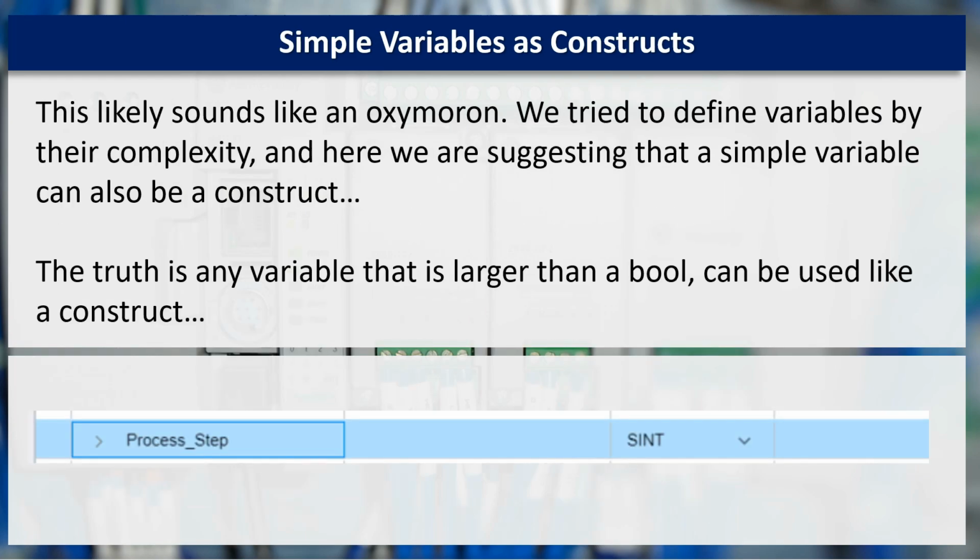We're now going to look at simple variables as constructs. This likely sounds like an oxymoron. We tried to define variables by their complexity, and here we're suggesting that a simple variable can also be a construct, which is considered a kind of complex variable. Okay, the truth is, any variable that is larger than a bool can be used like a construct.